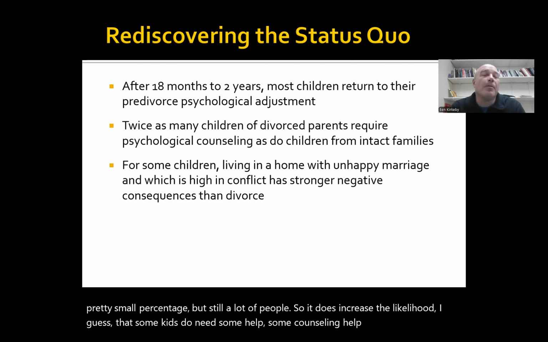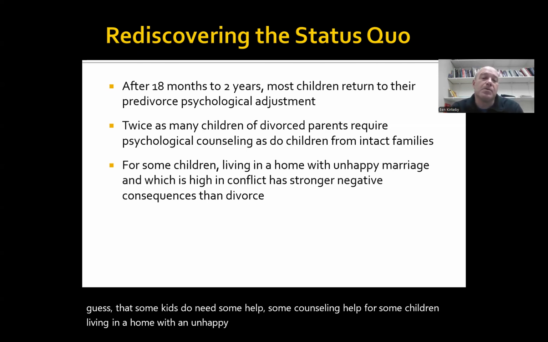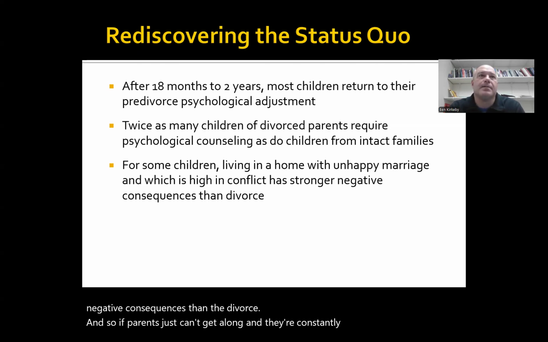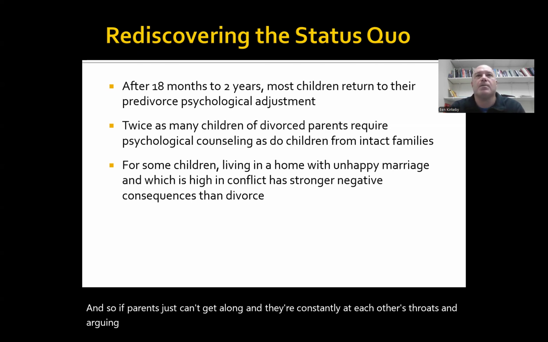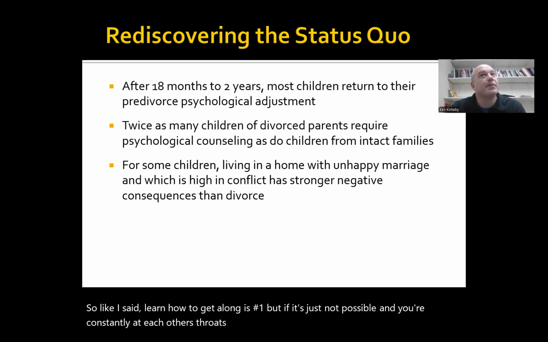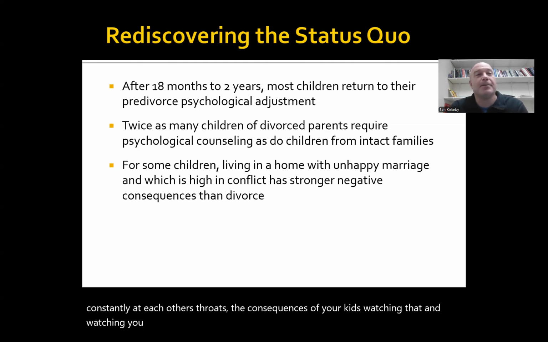For some children, living in a home with an unhappy marriage, which is high in conflict, has stronger negative consequences than the divorce. If parents just can't get along and they're constantly at each other's throats, arguing and hating on each other and so on and so forth, that's not healthy either, right? Like I said, learning how to get along is number one. But if it's just not possible and you're constantly at each other's throats, the consequences of your kids watching you demonstrate this completely dysfunctional relationship are more negative than the consequences of a divorce would be on them.